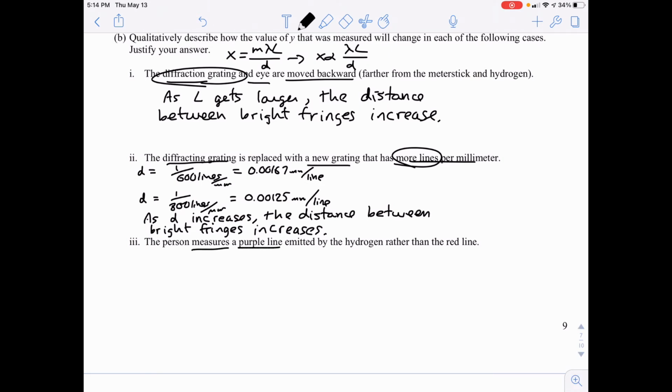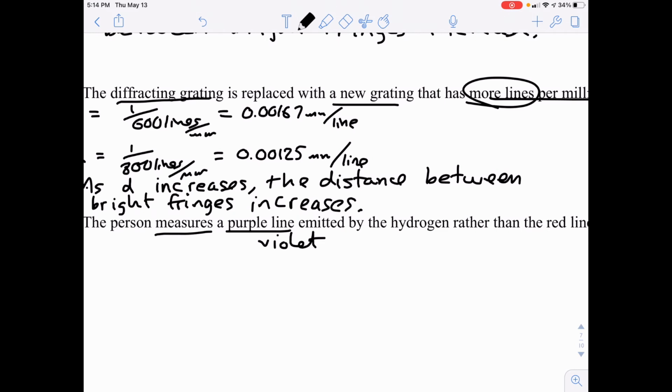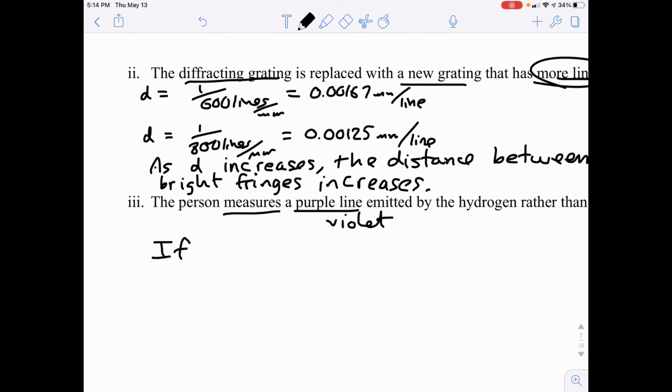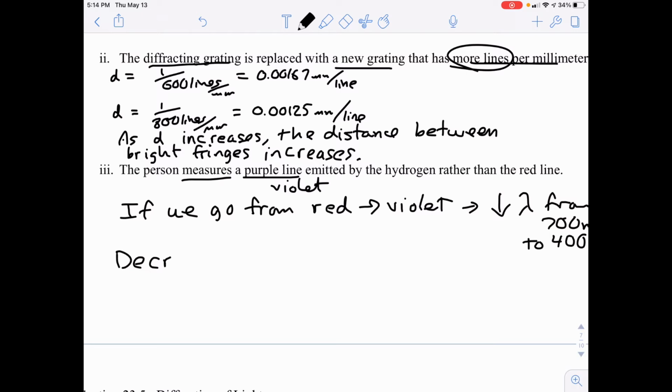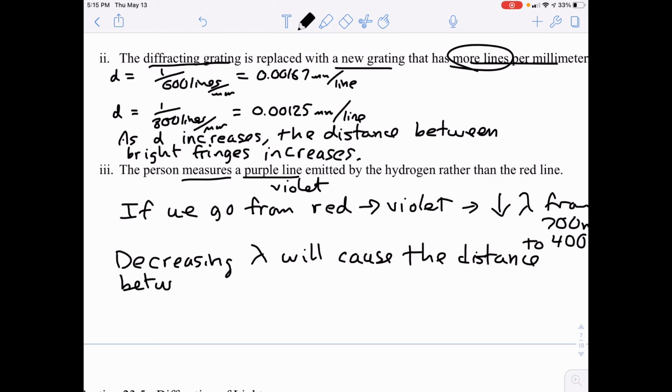And what if the person measures a purple line? Well, purple is very close to violet. So what we're talking about is going from red to violet, essentially, since purple is very close to violet. What's happening is we are decreasing the wavelength from 700 nanometers to about 400 nanometers. And decreasing the wavelength will cause the distance between adjacent bright fringes to decrease. They're directly related.